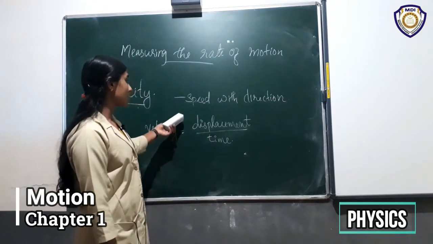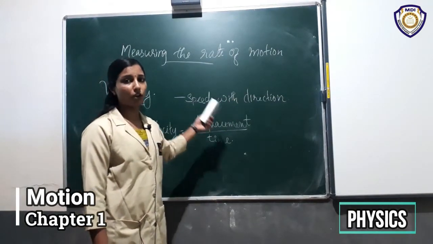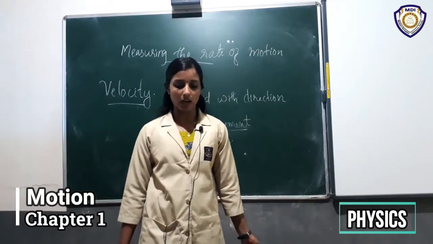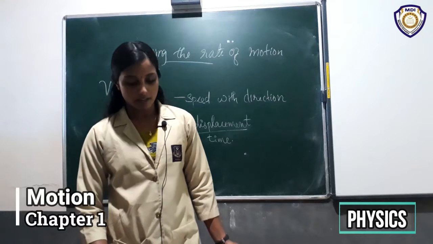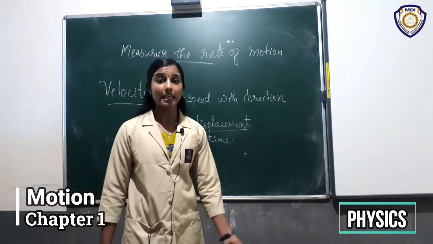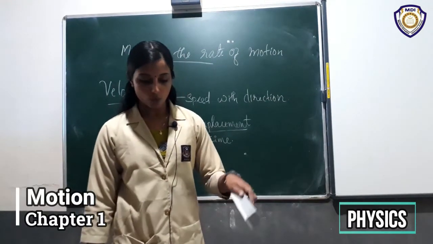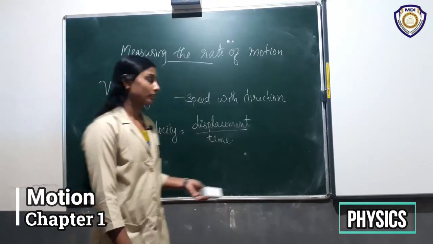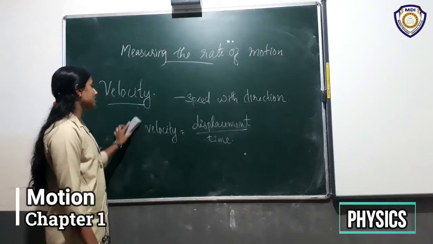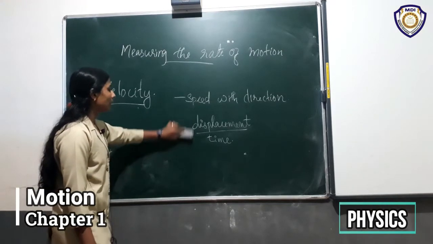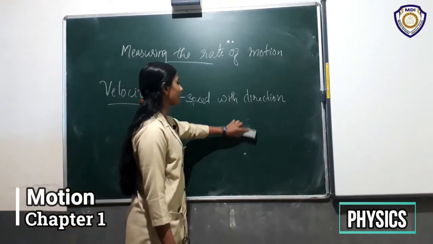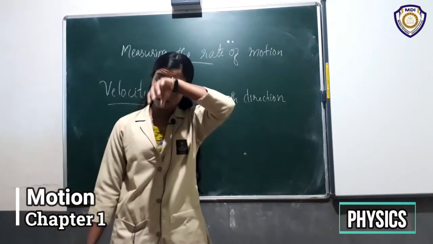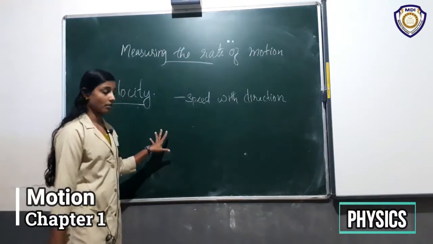So it may change while changing the speed of the object, right? When an object is moving along a straight line at a variable speed, we can express the magnitude of the rate of motion in terms of average velocity. That is, we can express the velocity or the speed of an object by average velocity, right?